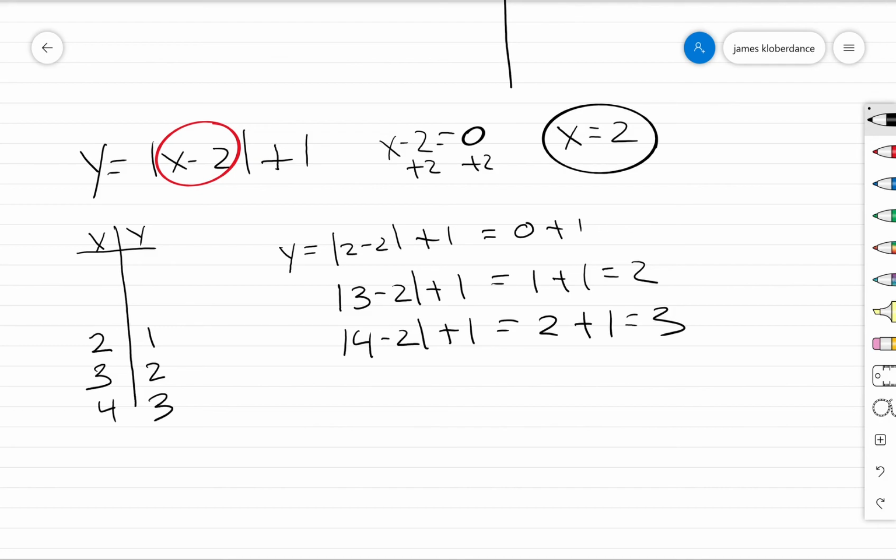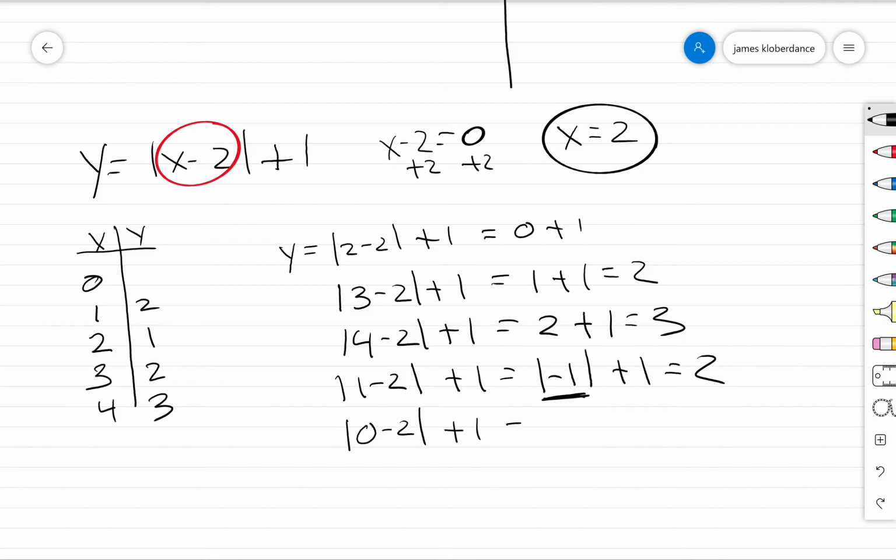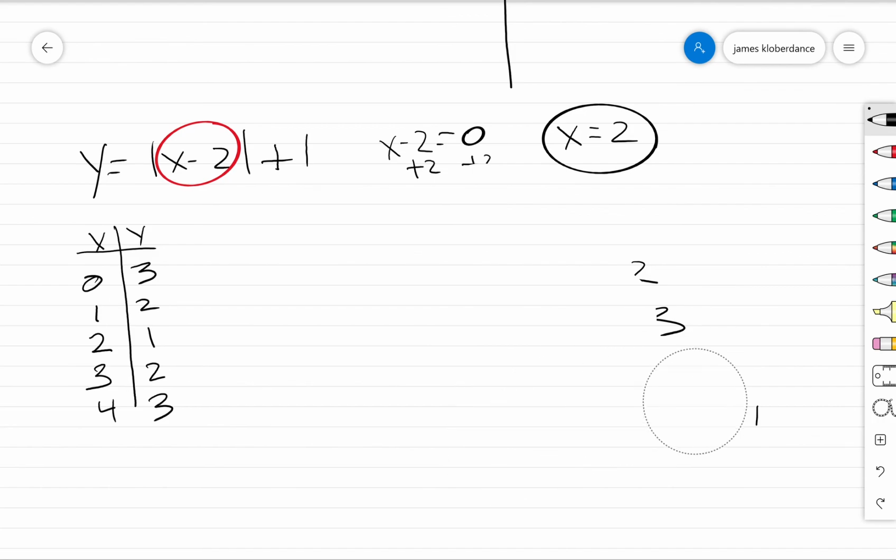So let's go the other direction now. When x is 1, we get the absolute value of 1 minus 2, plus 1, which is the absolute value of negative 1, plus 1, which is 2. Because the absolute value of this guy is 1, so 1 plus 1 is 2. And then when we put 0 in there, 0 minus 2 plus 1 is the absolute value of negative 2, plus 1, which is 2 plus 1, which is 3. Okay, so that's the table that we end up with.